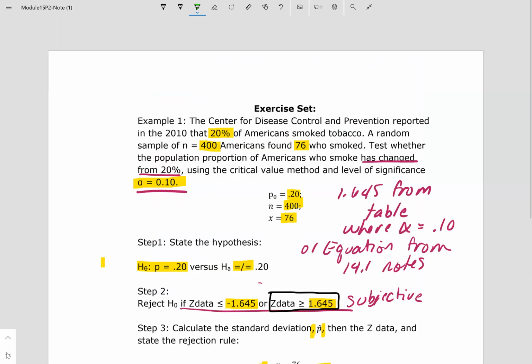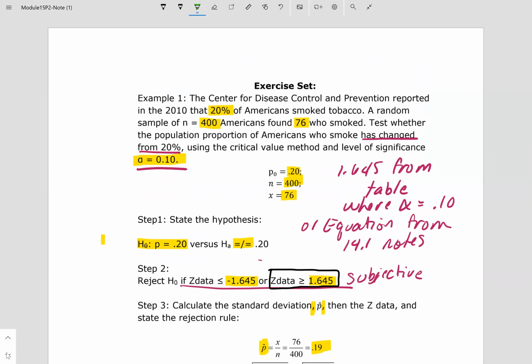All right, first example. The Center for Disease Control and Prevention reported in 2010 that 20% of Americans smoke tobacco. So that 20% is going to be our null hypothesis. It's not a census, but this is the large amount of data that we're looking at. The population is all Americans. A random sample of 400 Americans found 76 who smoked.